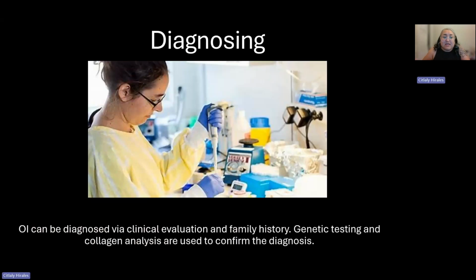So osteogenesis imperfecta can be diagnosed via clinical evaluation and family history. Genetic testing and collagen analysis are used to confirm the diagnosis.